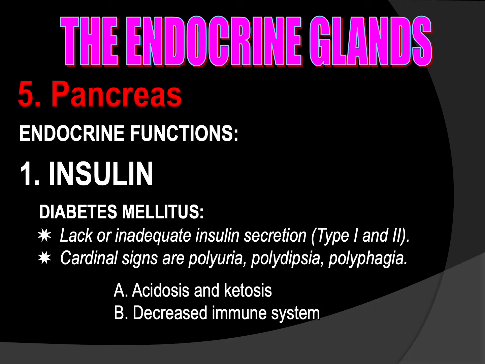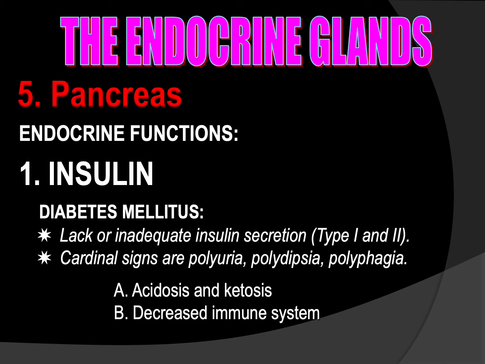If a person now has problems with insulin secretion, it's probable that he or she has diabetes mellitus. Please take note, this is different from diabetes insipidus. Diabetes insipidus is an antidiuretic hormone problem, but diabetes mellitus is an insulin problem. Now, if a person has lack of insulin, meaning no insulin secretion of the pancreas at all. It's usually type 1, juvenile or insulin-dependent diabetes mellitus.